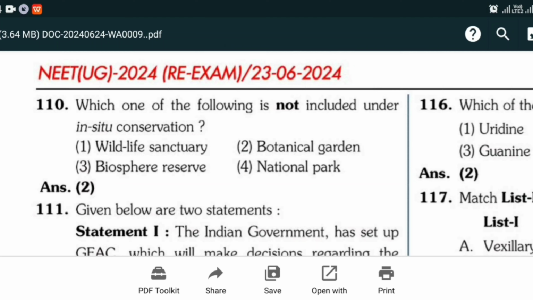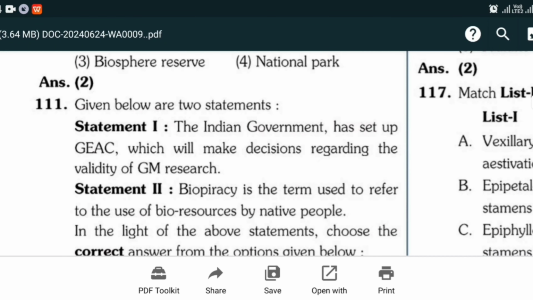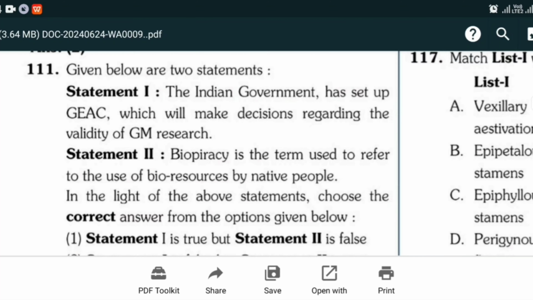So the remaining, wildlife sanctuary, biosphere reserve and national park, all come under in situ conservation. Then, given below are the two statements. Statement 1. The Indian government has set up GEAC, which will make decisions regarding the validity of GM research. So that is correct only.